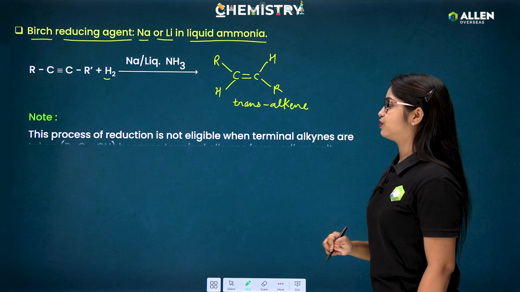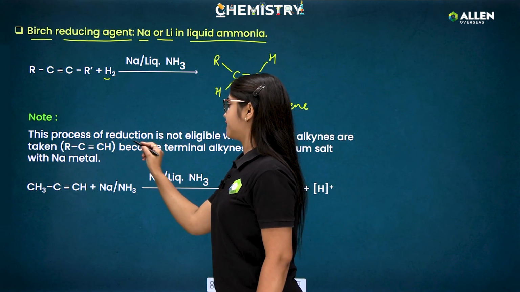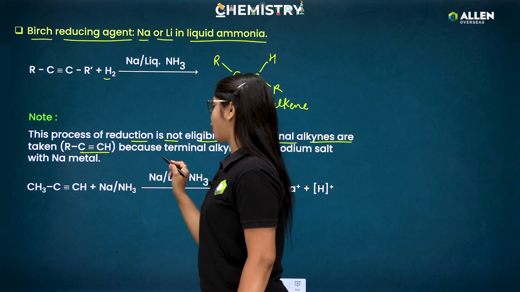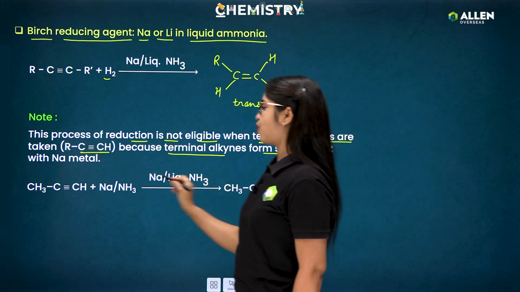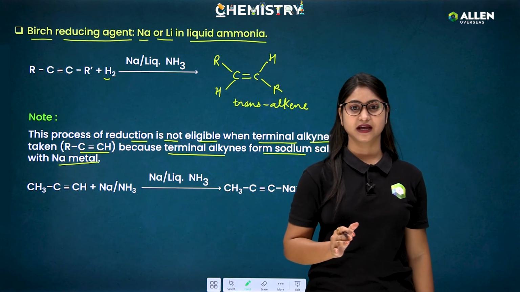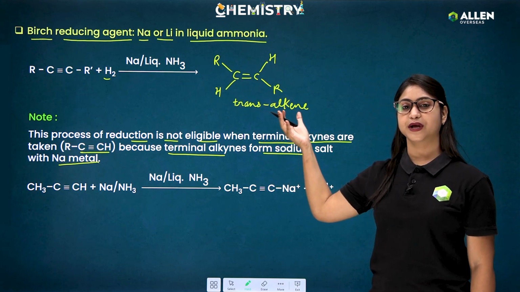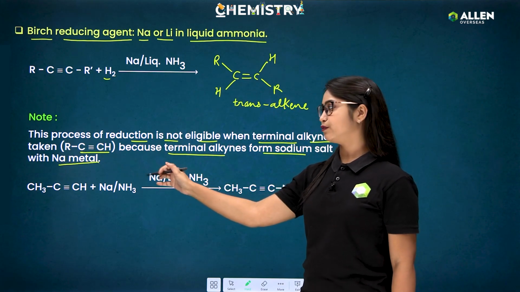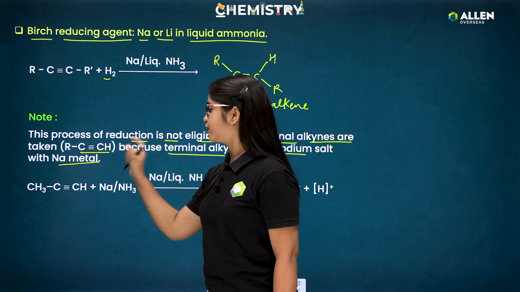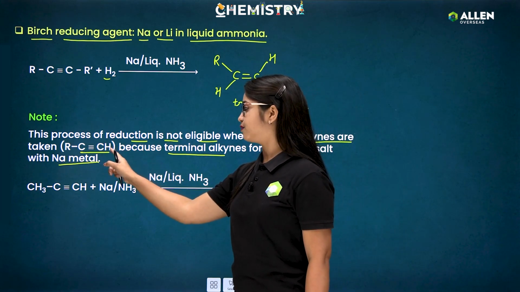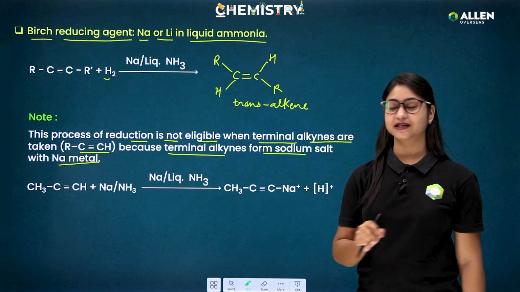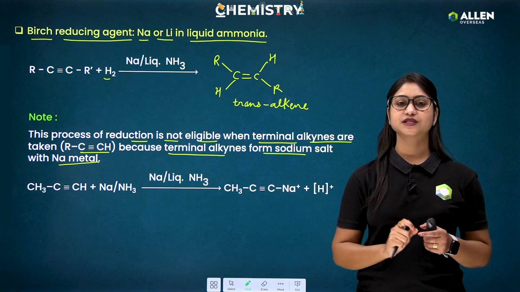Okay, fine. So now what is the note here? This process of reduction is not applicable when terminal alkynes are taken, because terminal alkynes form sodium salt with sodium metal. Here this alkyne, if you see, is a non-terminal alkyne, and a non-terminal alkyne is converted to alkene. But when you take the terminal alkyne, where the triple bond is present at the terminal carbons, then what will happen? You know, the hydrogen present at this sp hybridized carbon is acidic in nature. That's why when this terminal alkyne is taken, it reacts with the sodium metal and forms the sodium salt.